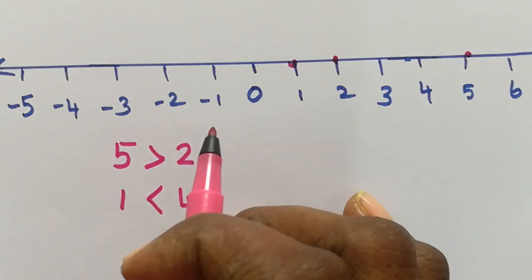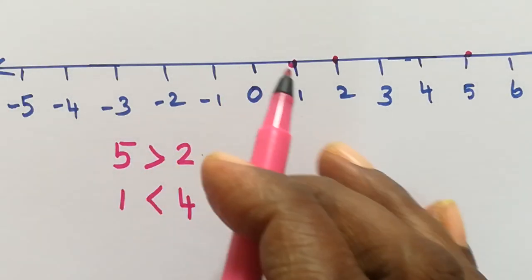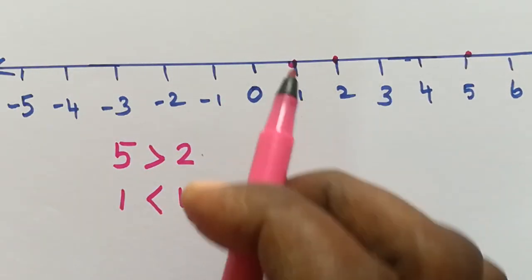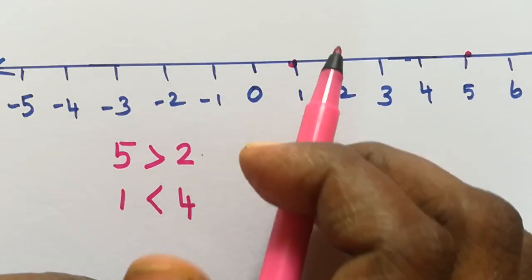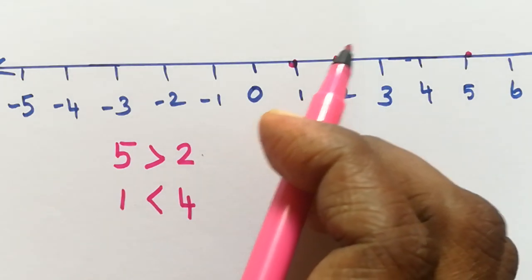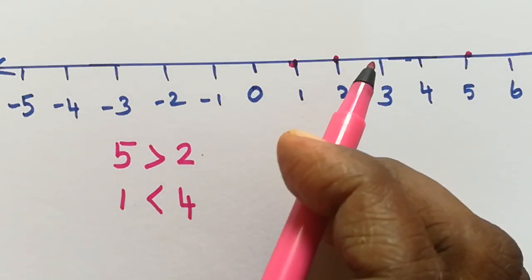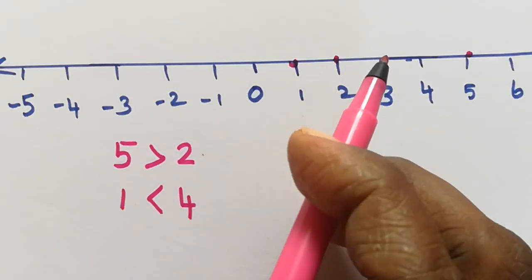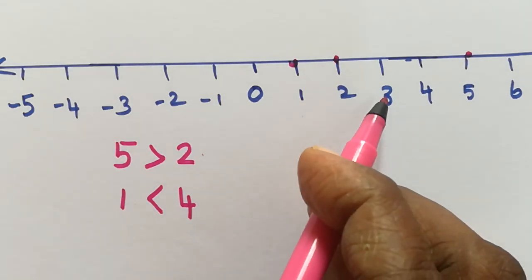So remember children, if a number is right of another number, comparing 2 and 3, 3 comes right of 2, isn't it? So if a number is right of another number, that number is always greater.